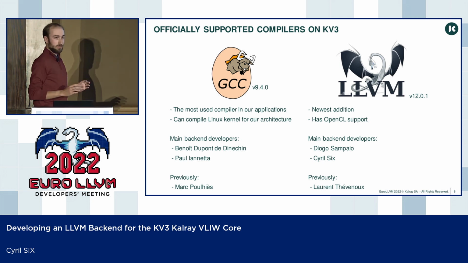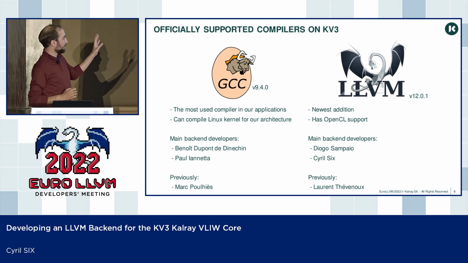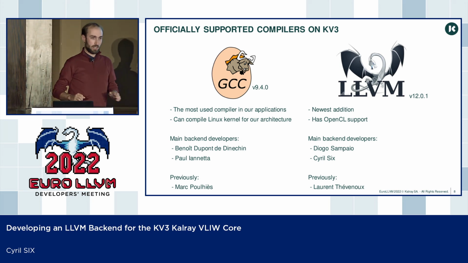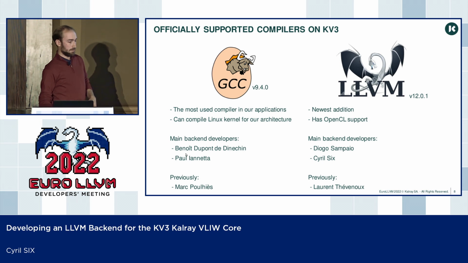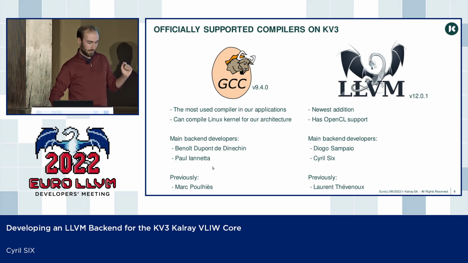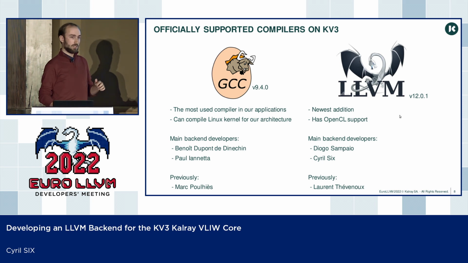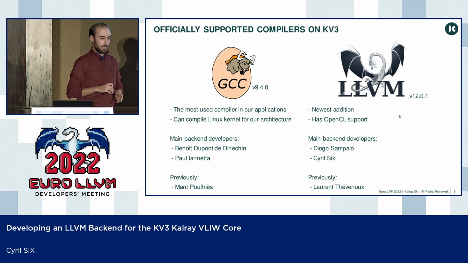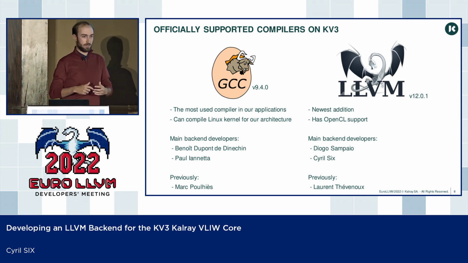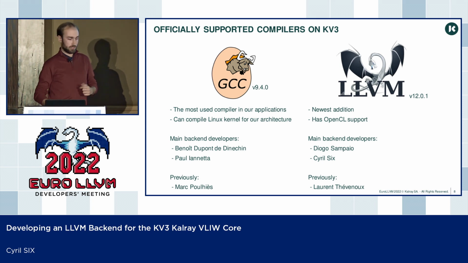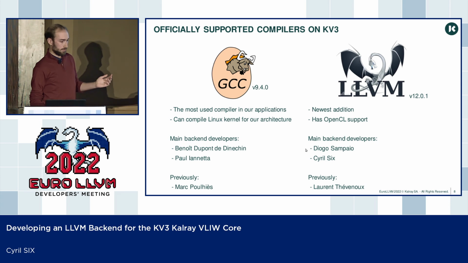And so we support 2 compilers in our architecture. We've got GCC. GCC, for now, is the most used compiler in our application because it's the oldest one that we have ported. We can compile the Linux kernel for our architecture on GCC. We've got 2 main backend developers on GCC, and before there was Marc Poulies. And then we've got LLVM. LLVM is the most recent addition to our compilers. What motivated the work of porting LLVM to Kalray was the OpenCL support. We've got 2 main developers, Diogo Sampaio and myself. I'm the latest addition to the team, and previously there was Laurent Thévenoud with us.